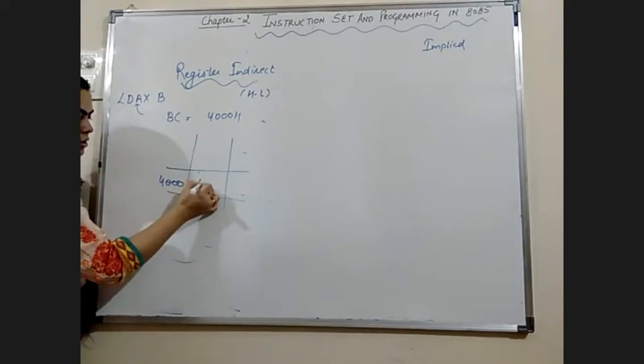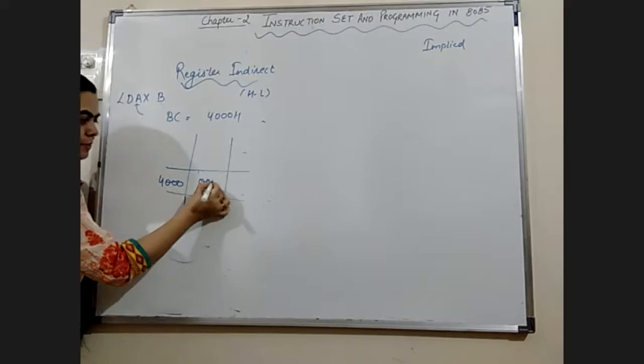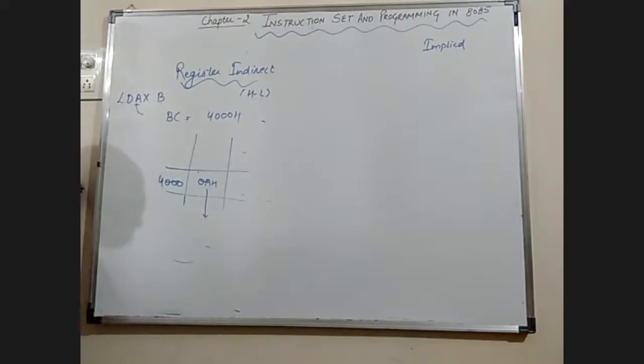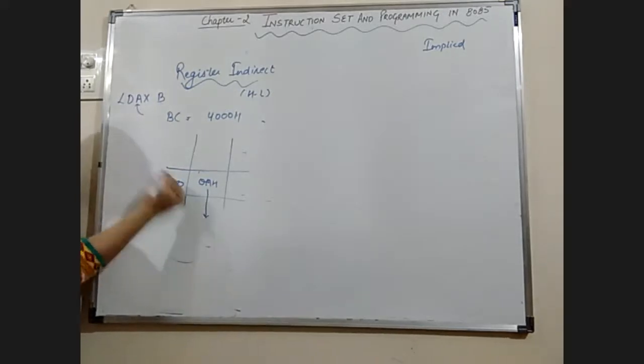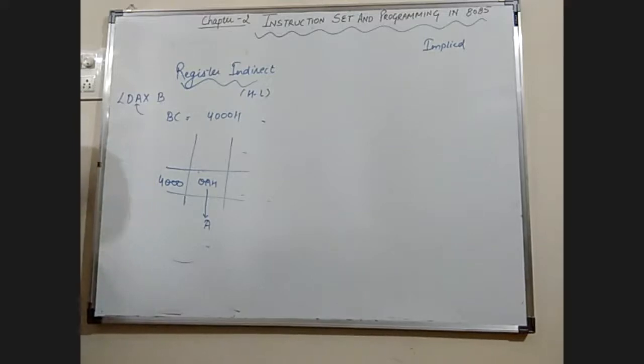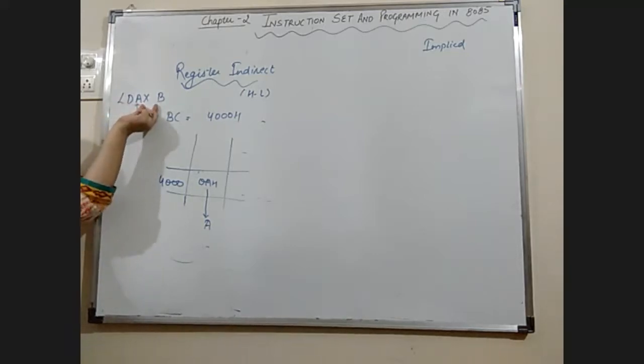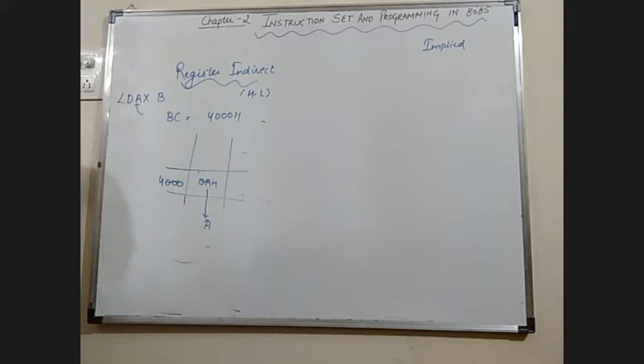So the microprocessor can check the contents in this memory location. Suppose in this memory location 0AH is present. The microprocessor can fetch this data from this memory location and load that data into the accumulator. So this instruction means whatever contents are present in the memory location pointed by this pair, that is the BC pair, will be loaded into the accumulator. Here we are talking about the pair because X is given in the instruction. If X is given in the instruction, that means we are talking about the pairs. So this is about the register indirect addressing mode.